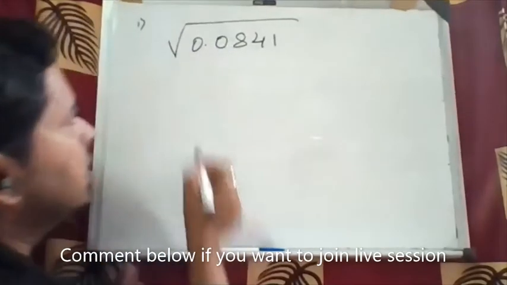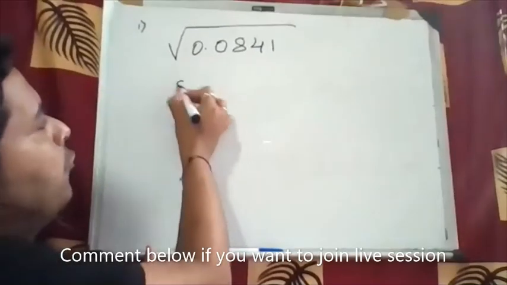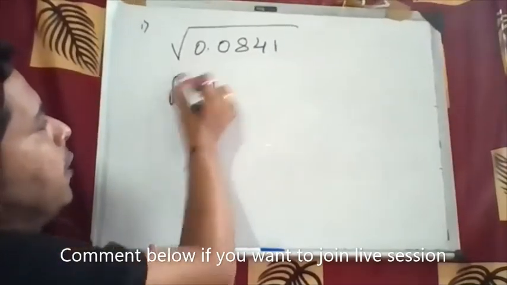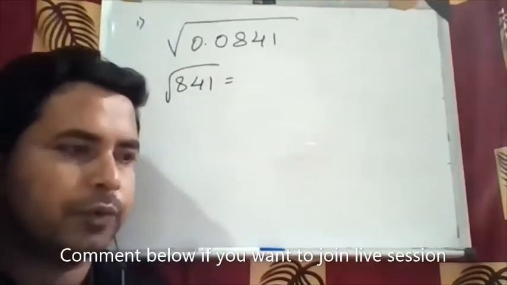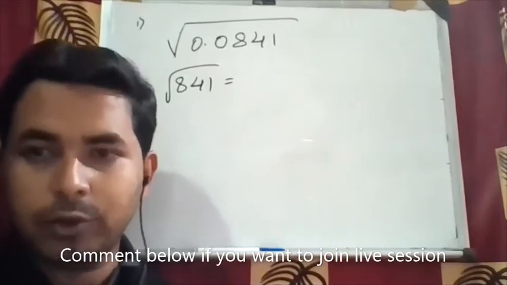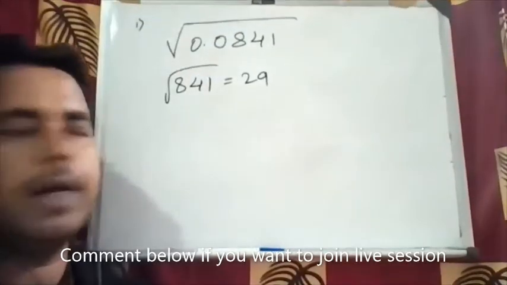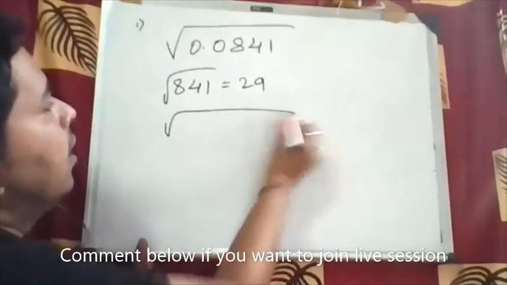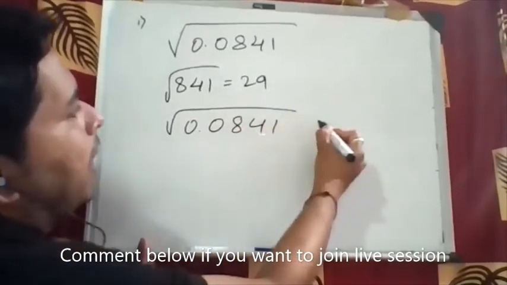First I'll take it without the decimal point. If they ask what will be the square root of 841, I know what the square root of 841 will be. I told you to make a list. So here 29 will be the square root. But I don't know how many decimal places will come. So how to do this, I know now.